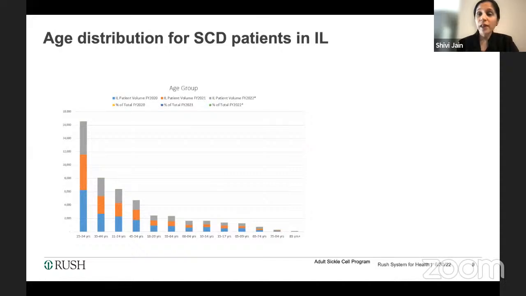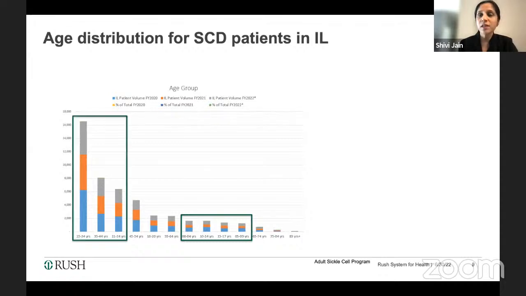This is showing the age distribution of the patients with sickle cell disease in Illinois. I wanted to point out this very interesting shift from sickle cell disease now no longer being a pediatric illness, but most of our patients are now young adults, mostly in the age group of 20 to 45 years of age. That emphasizes the need for more adult sickle cell programs in the state and across the country, and stronger collaboration between pediatric and adult programs like we see for some of the other chronic disease states.